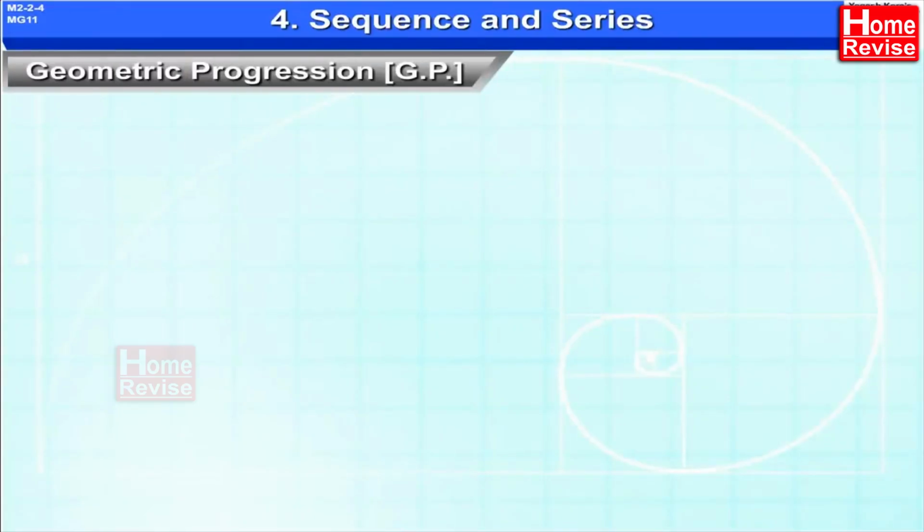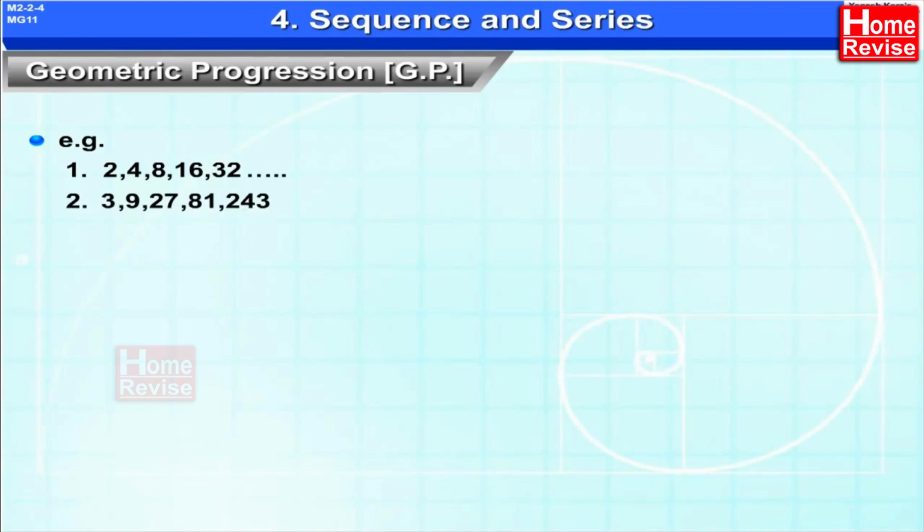Geometric progression, GP. Let us see some examples of GP. 2, 4, 8, 16, 32, and so on. 3, 9, 27, 81, 243, and so on are examples of GP.